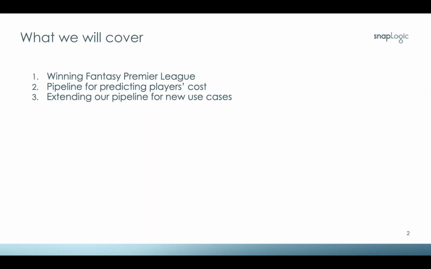Before we go into the SnapLogic platform, I will give a super quick introduction to the economics of Fantasy Premier League and how you can win it. We will then take a look at our pipeline that uses machine learning to predict players' prices. And then finally, we will be looking to extend our pipeline to also act on players that are predicted to be undervalued or underpriced by our model.